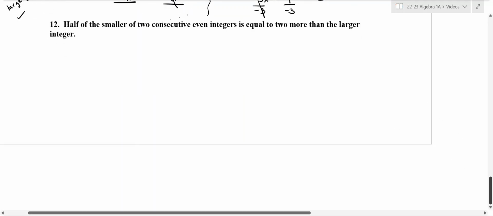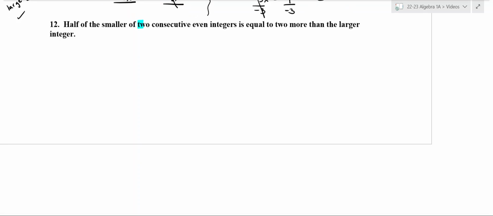Okay, half of the smaller of 2 consecutive even integers. Ooh, right here. All right, so we need 2 consecutive even integers. So that means the first one will be x. The second one will be x plus 2, right? Because even means they're changing by 2. And let's label the small one. Let's label the larger one. And let's see what this says.